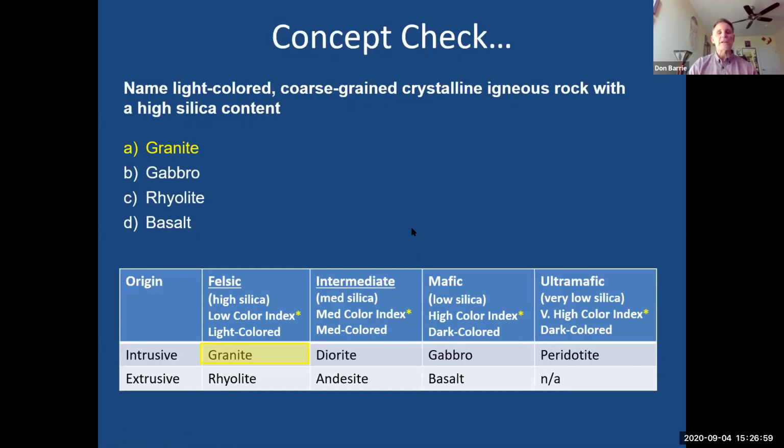Let's do one more concept check question. Name a light-colored, coarse-grained, crystalline igneous rock with a high silica content. Let's work forwards to backwards in this question. Okay, light-colored, what does that tell you? Low color index, has to be felsic in composition. So right away, from the crystalline nature of the rock and from its light color, we know that it has to be either granite or rhyolite. And then in this case, the rock is described as being coarse-grained. So that tells us that the rock has to be intrusive in origin. Felsic in composition, intrusive in origin, can only be granite.